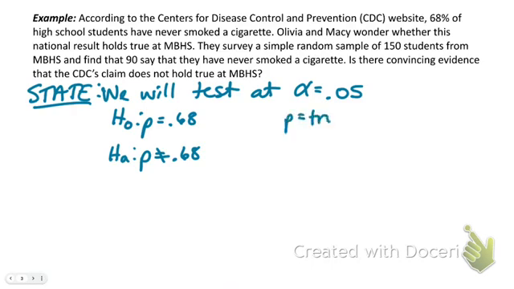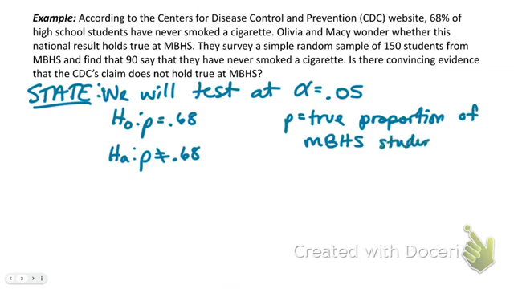P equals the true proportion of McKinney-Boyd High School students who have never smoked. Nice. State, done. After we state, what do we do? Plan. Very good. We're going to plan.